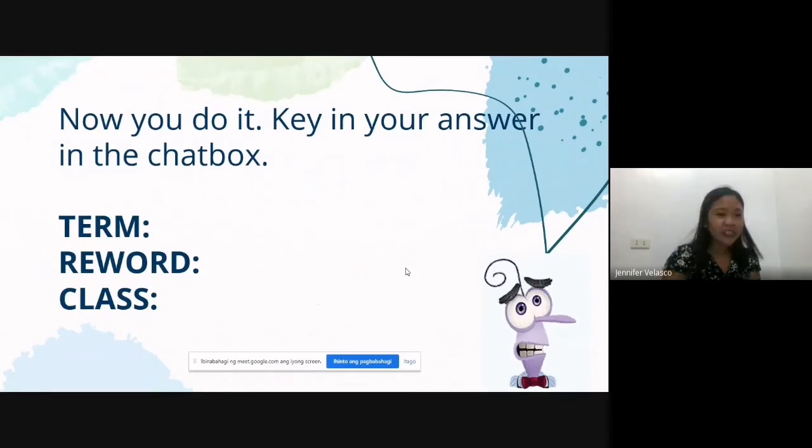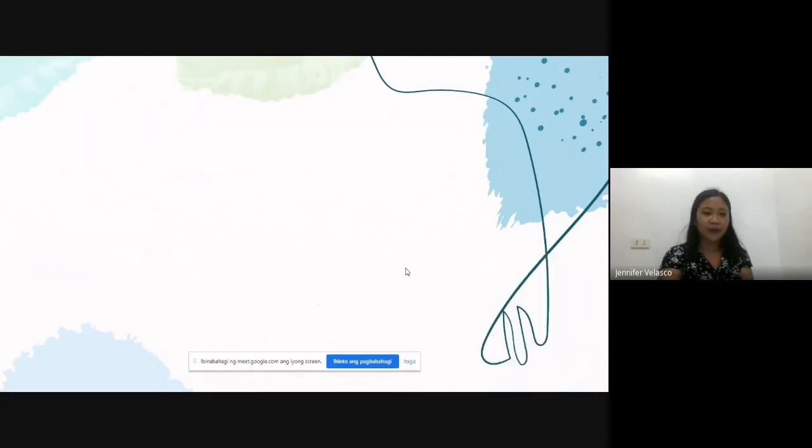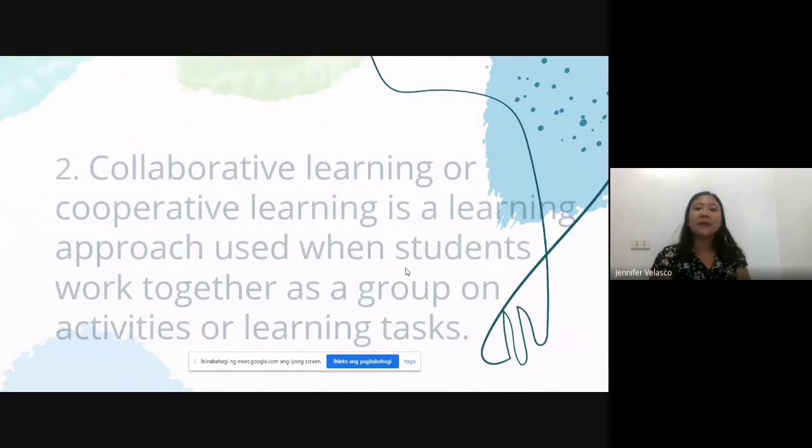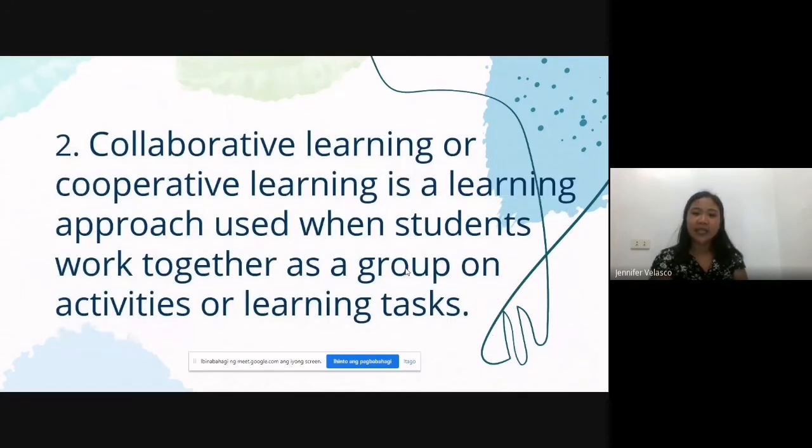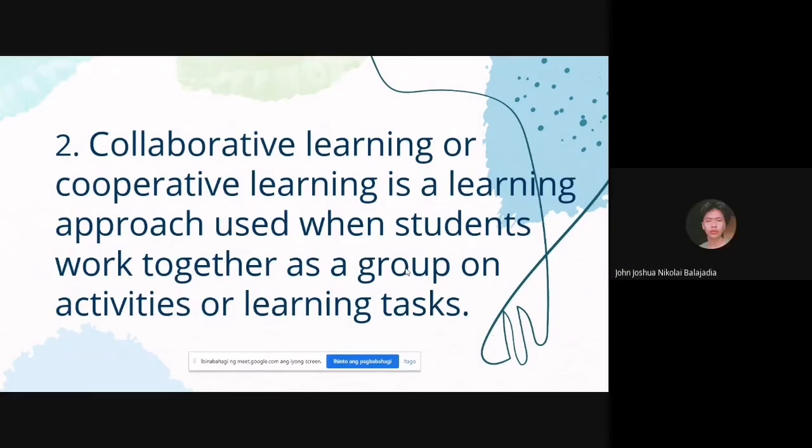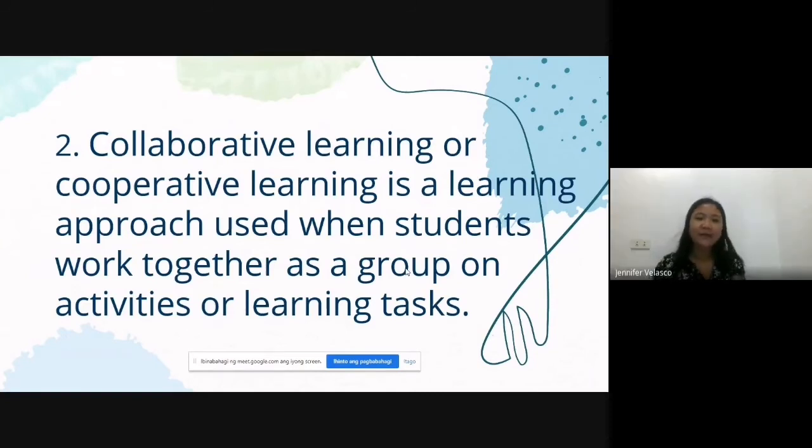And if you could also identify why differentia may not be included or may be included, that's all right. Okay, here is an example. Collaborative learning or cooperative learning is a learning approach used when students work together as a group on activities or learning tasks. Can you give me the term? Collaborative learning. Very good. And since it is the term, it is also the subject.